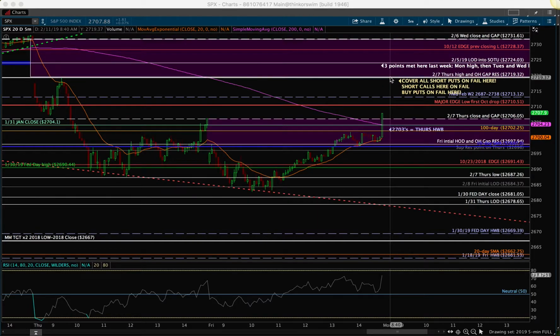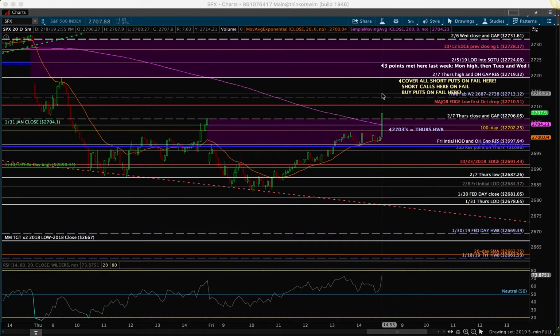But I know that if we get up to 27.19, I'm either going to have to get rid of that top long put that's on the stack, my stack of stuff that I have, or sell something short against it to sort of neutralize it out.